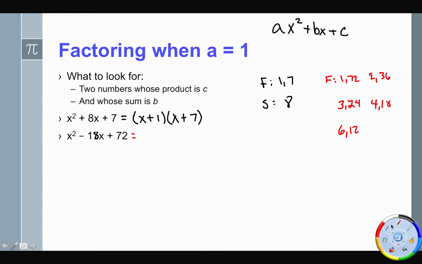This should work now. We notice here that the sum is 18, and we have a positive product, this positive 72, but it needs to be a minus 18. We can do that by saying it's negative 6 and negative 12. So we get the product of positive 72 and a sum of negative 18, and we get x minus 6 and x minus 12. And that is your factored form.